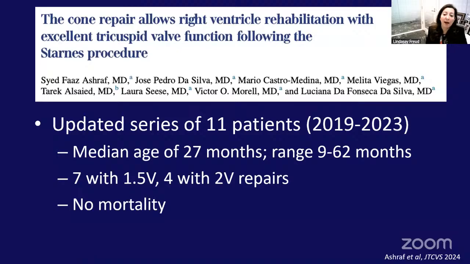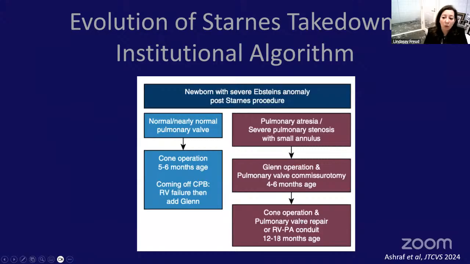De Silva's group out of Pittsburgh, but we've also undertaken some cases, and I know other centers are starting to as well. This was one of their most recent updates of 11 patients that they have operated on since 2019, where they've been able to, for these 11 patients that had the Starnes, convert 7 of them to a 1.5 ventricle circulation and 4 with a biventricular circulation, and no early mortality.